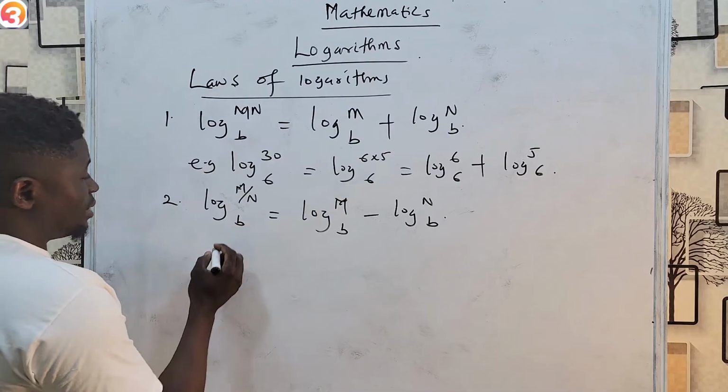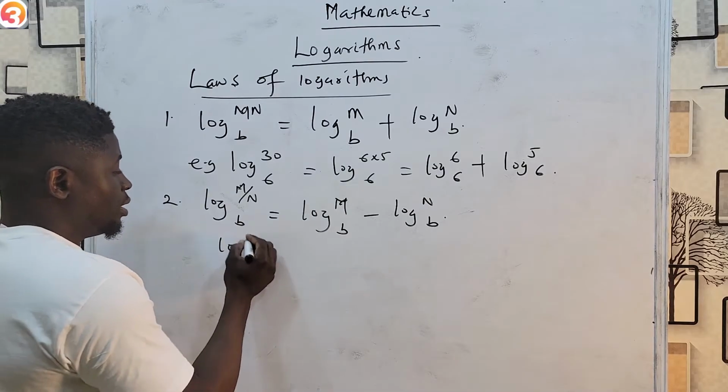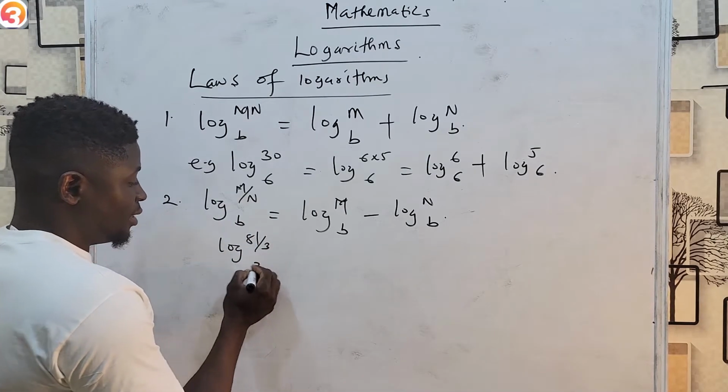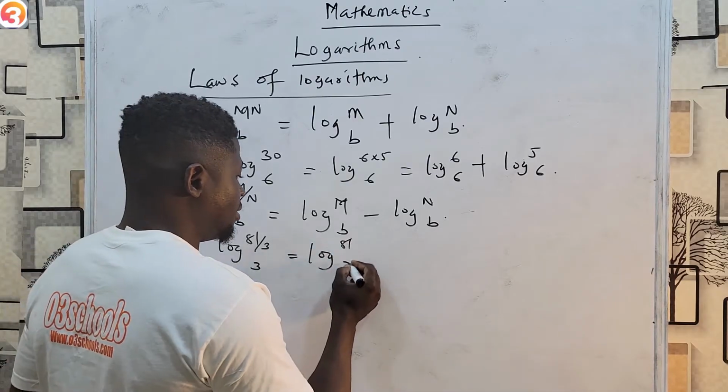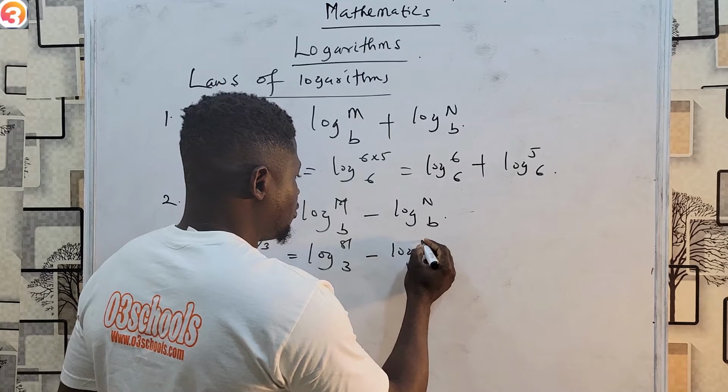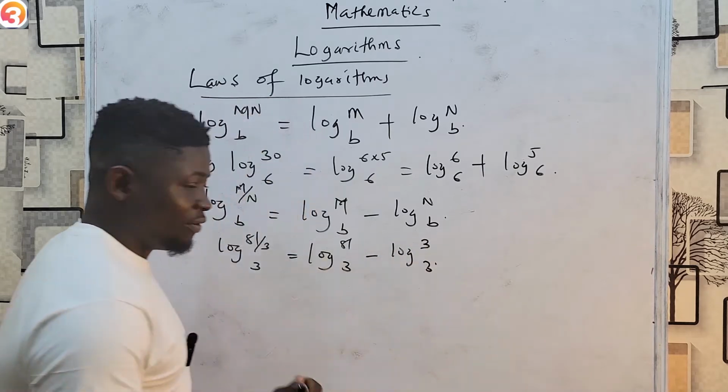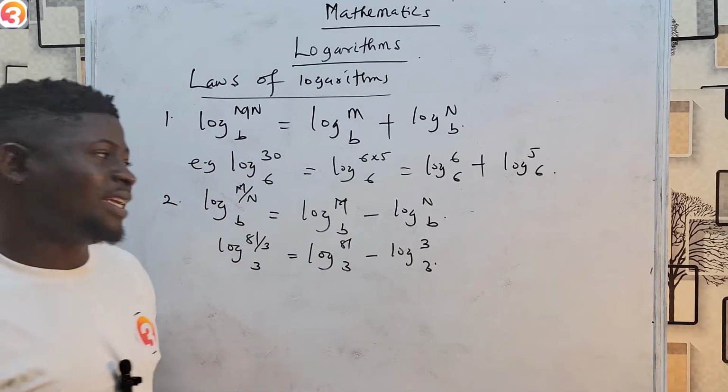So that you have something like log 81 over 3 base 3. The same thing as log of 81 base 3 minus log of 3 base 3. Of course, you can continue from there.